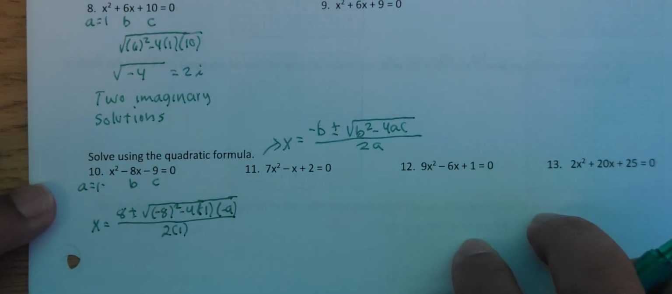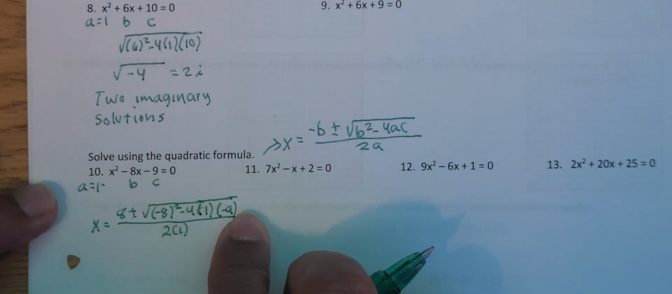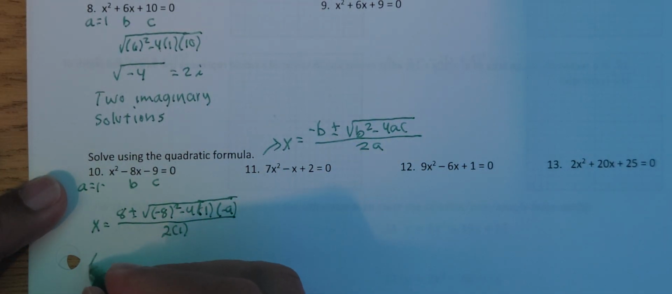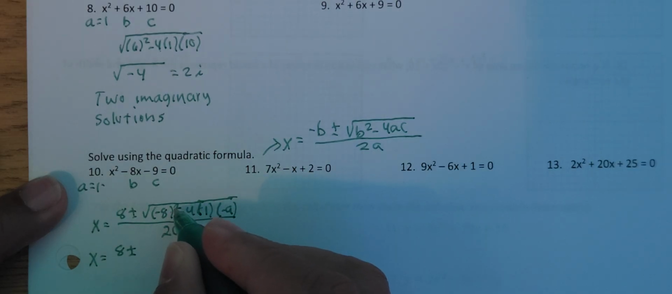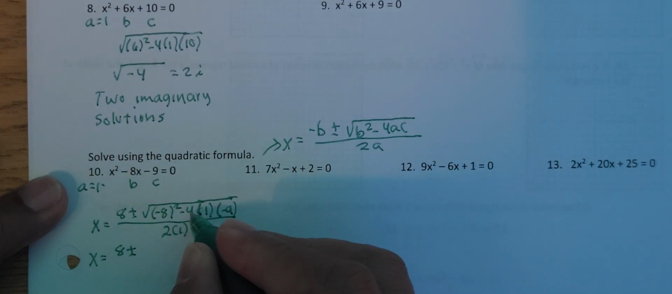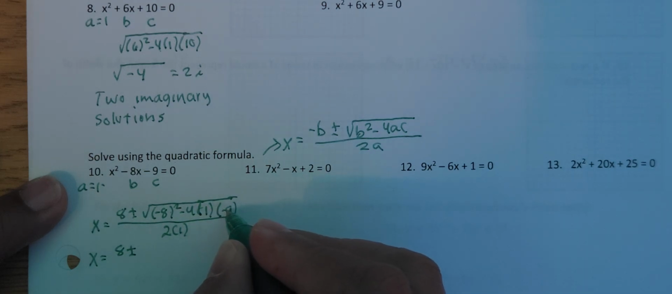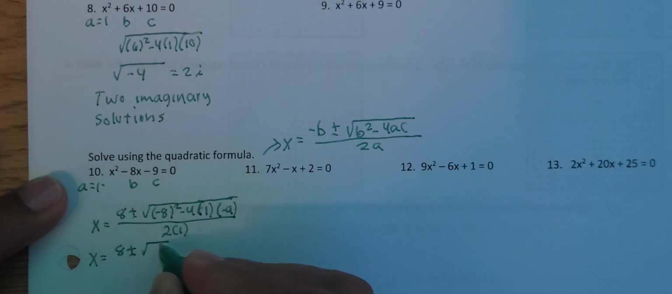So for the sake of time, I just plugged in for B, A, and C here. So then this is x equals 8 plus or minus. This is what, 8 squared is 64. Negative times negative is positive, so 64. And this is negative times negative, that's positive. So 64, 4 times 9 is 36. So then this is the square root of 100 over 2.